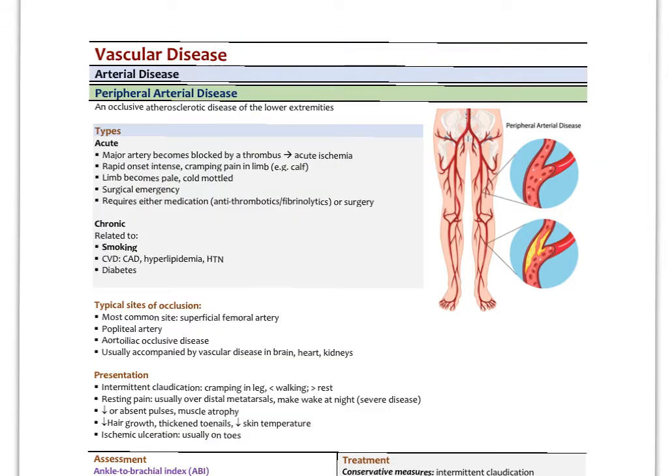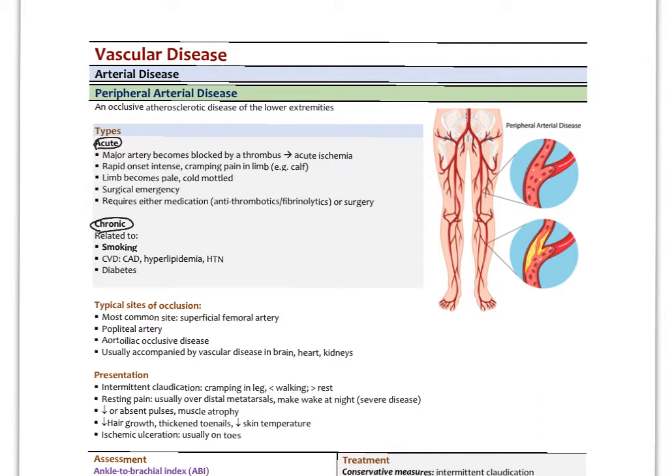So let's focus on some of the arterial diseases. The first one that's important to know about is peripheral arterial disease, peripheral artery disease, PAD. This is basically atherosclerosis that causes occlusion of the arteries in the lower extremities, so you get decreased blood flow to the lower extremities. It can happen acutely or it can happen chronically. Chronically is probably the most common form, and this is typically associated with what's called claudication.